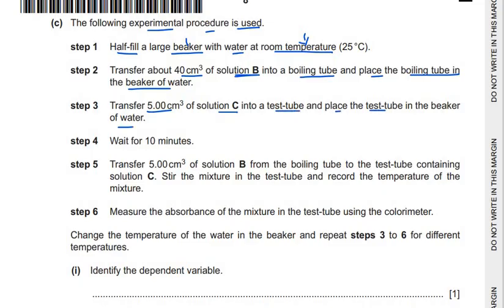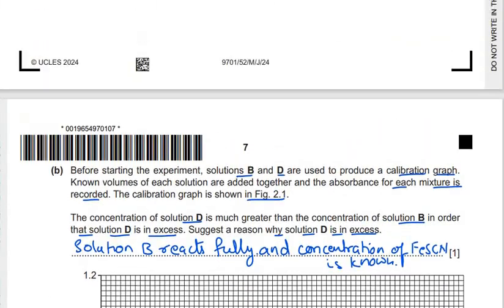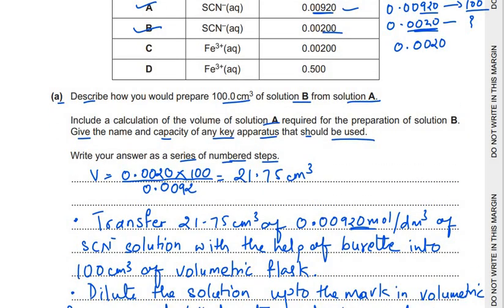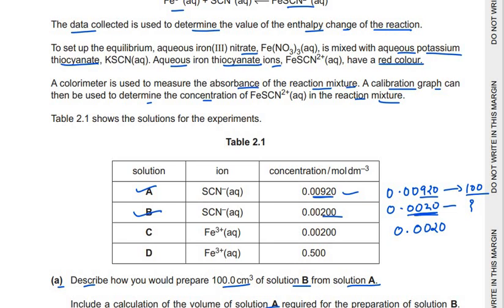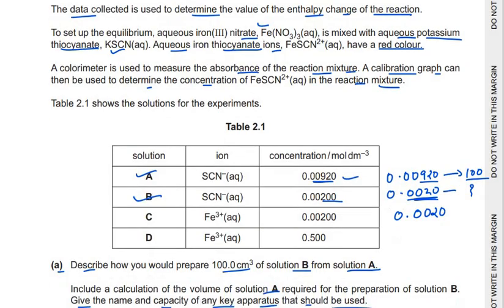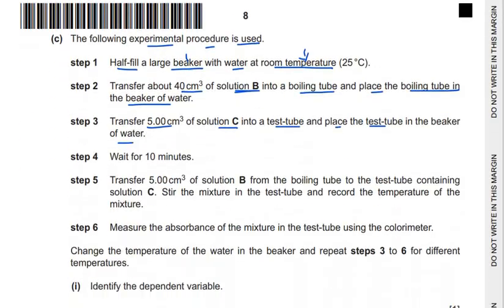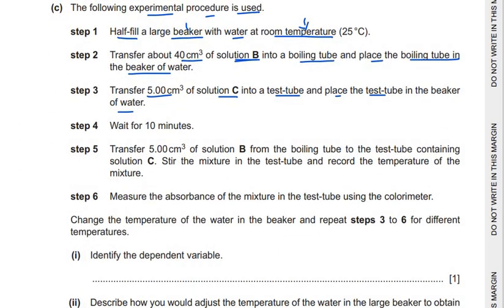Transfer 5 centimeter cube of solution C into a test tube and place the test tube in the beaker. Now before we go ahead with the procedure, let's understand what solution B, solution C and D are. Here it's written that solutions A and B are thiocyanate solutions, and solutions C and D are the ferric solutions, that is ferric nitrate, and potassium thiocyanate is the other solution which is used.